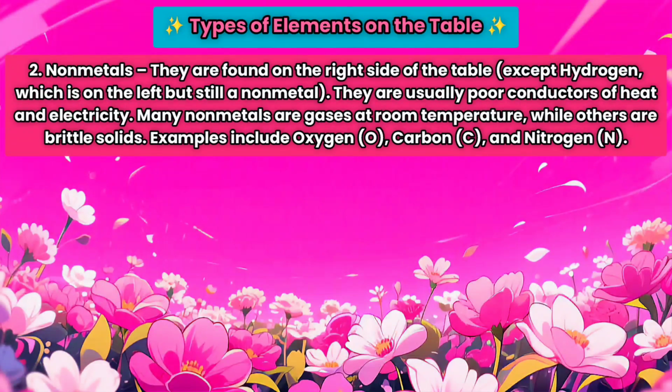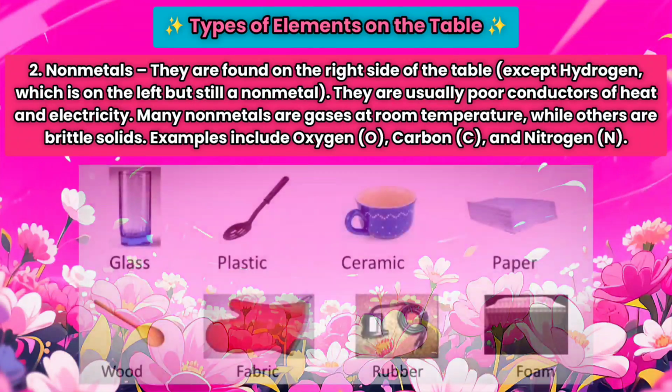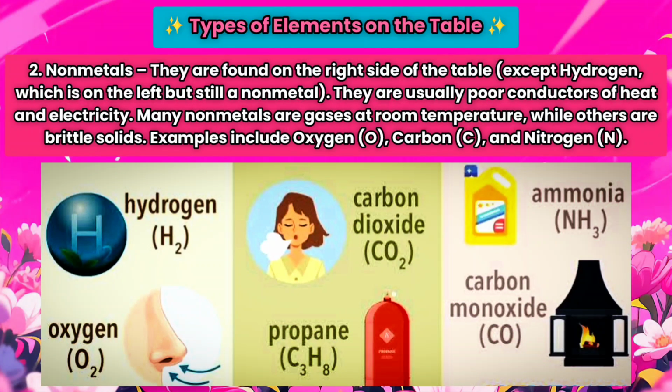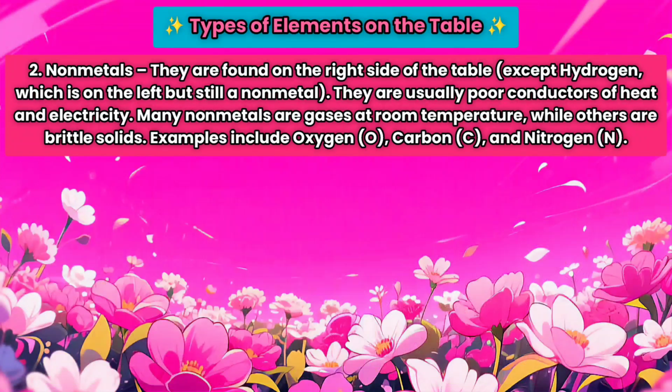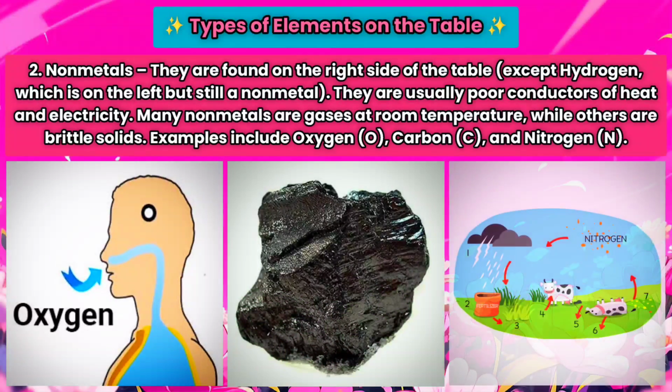Next, we have non-metals. They are found on the right side of the table, except hydrogen, which is on the left but still a non-metal. They are usually poor conductors of heat and electricity. Many non-metals are gases at room temperature, while others are brittle solids. Examples include oxygen, carbon, and nitrogen.